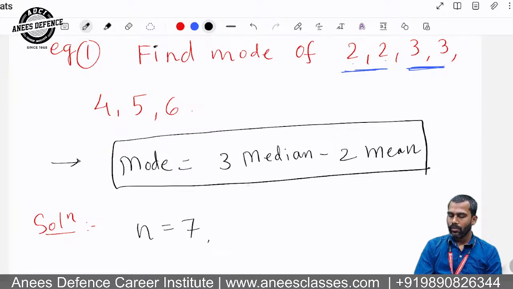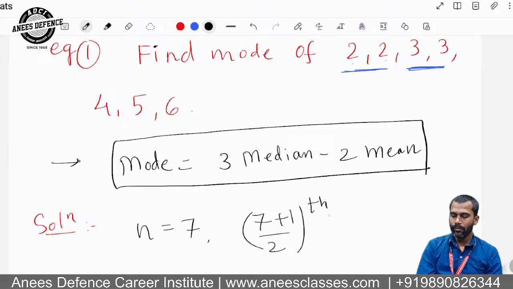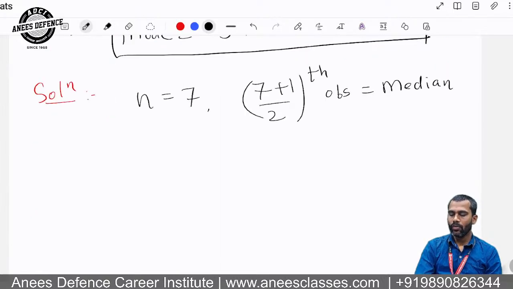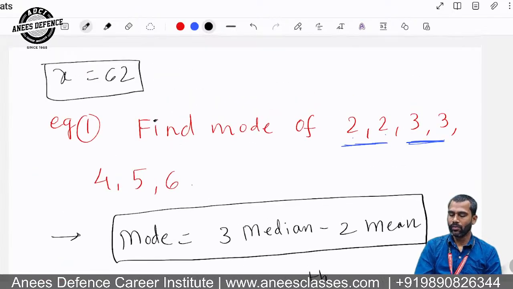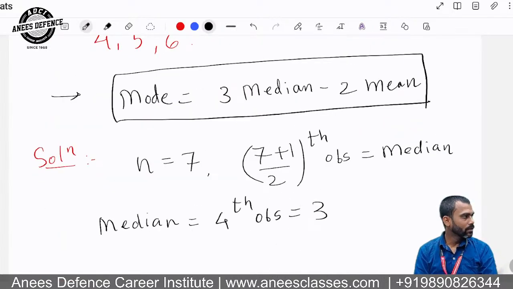Now 7 plus 1 by 2th observation would be your median. It means median is equal to the fourth observation. And what is the fourth observation if you see? 3 only. So median is 3. We need to find out mean now.